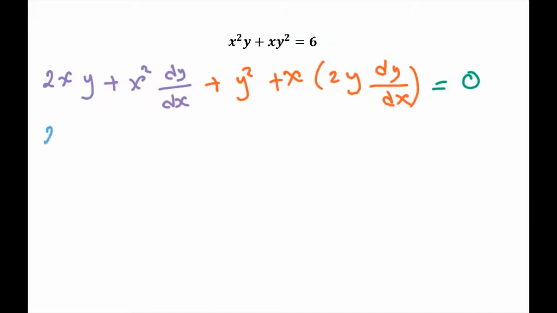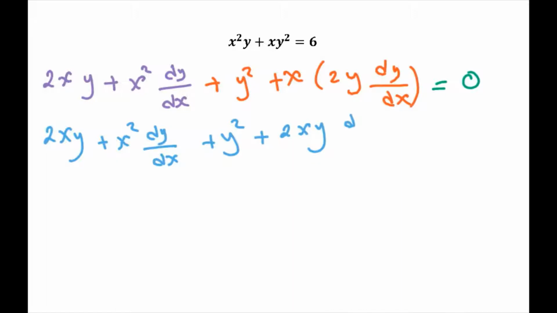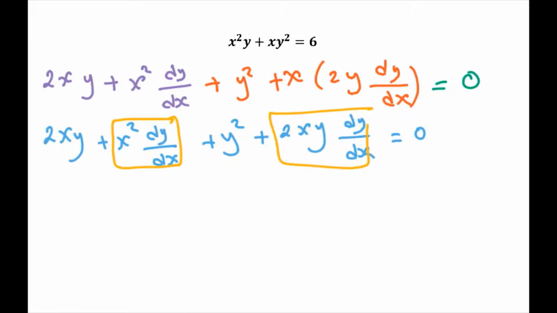So, 2xy plus x squared dy over dx plus y squared plus 2xy dy over dx equals 0. So this is the first step. Now, for the second step, we need to solve for dy over dx, which means I need dy over dx on the left side. I'm going to look at the terms that have dy over dx. Well, this term has dy over dx, and this term has dy over dx. So they are going to stay on the left side. The rest will all move to the right side, okay?